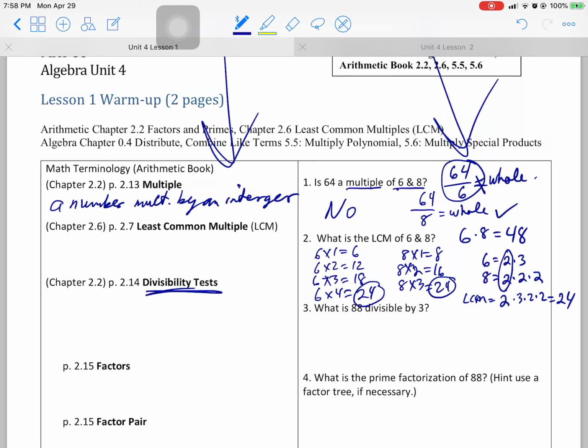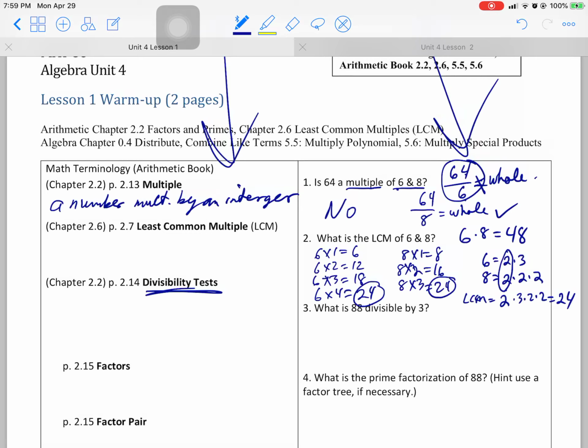That brings us to the divisibility test. How do you know something is divisible by another? Divisible specifically refers to the fact that you get a whole number when you divide. 64 divided by 8 is another 8, a whole number. 64 divided by 6 is not a whole number, so 64 is not divisible by 6 in definitional terms.